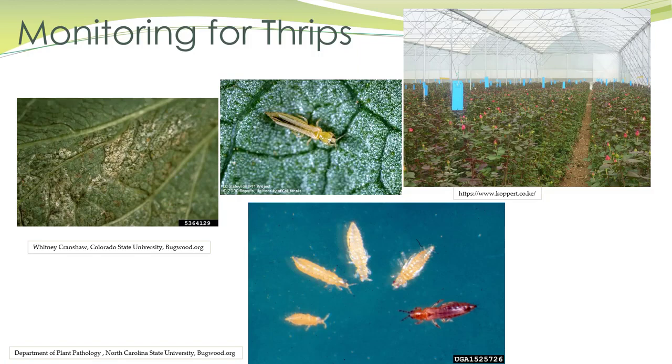And then the best way to monitor for thrips is with blue sticky cards. And you can use yellow, but blue is better for thrips. You do want to be careful about wearing light colored clothing, especially white, yellow, or blue, because they are attracted to that color. They may land on your clothing and you can spread them to other plants.